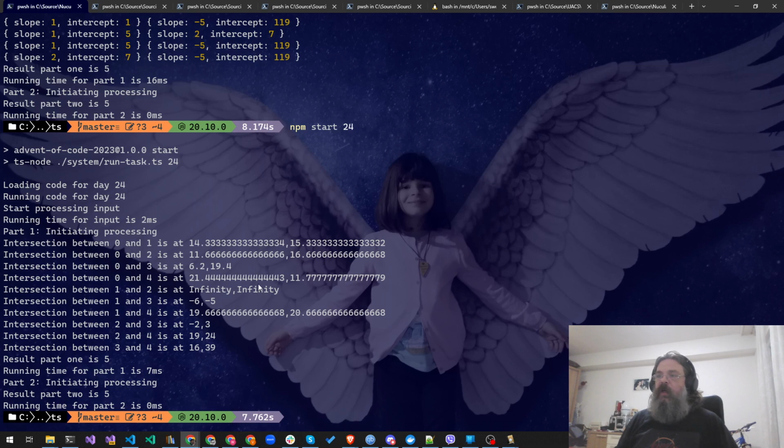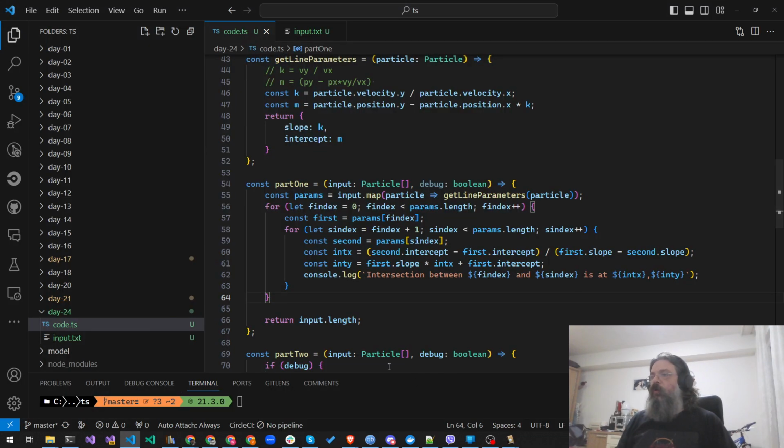Then we have minus 6, minus 5. That's supposedly in the past. Minus 2, 3. That's in the past, and that's apparently also in the past. So it seems that we need to add a few more checks.